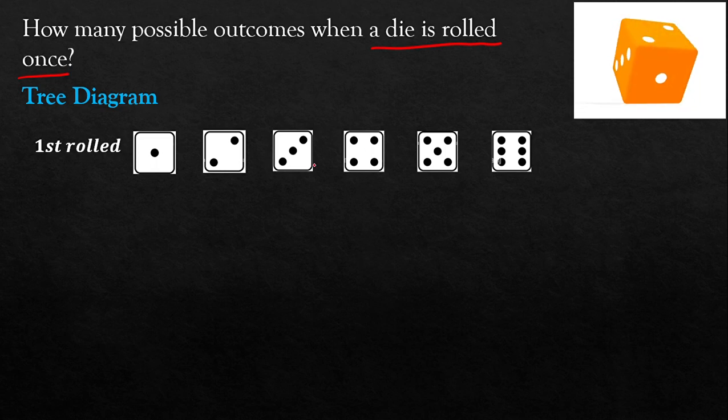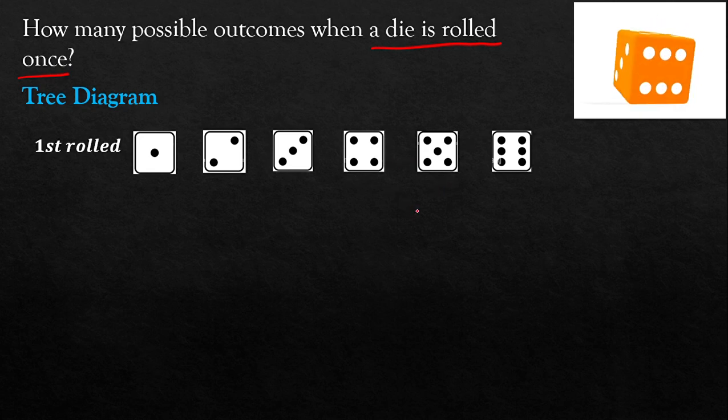6 faces. When you first roll the die, a possible outcome is that you will get 1, 2, 3, 4, 5, or 6. So those are the possible outcomes when you roll a die. It is possible that 1, 3, 4, or 6 will come out when you roll a die once.